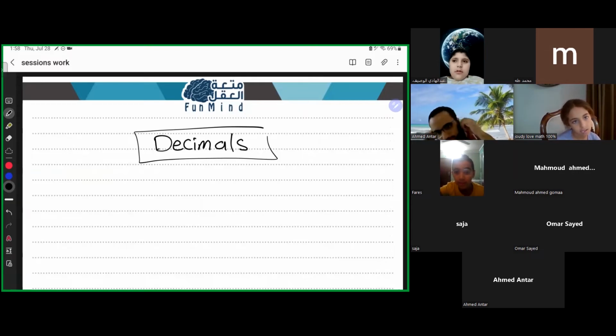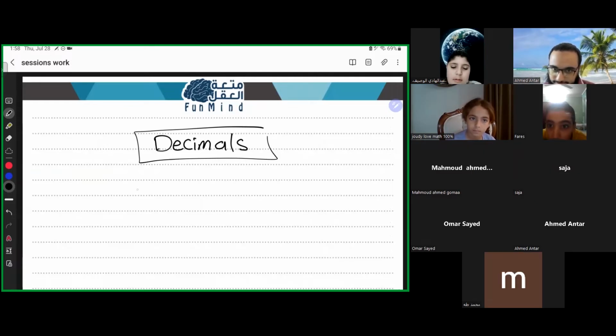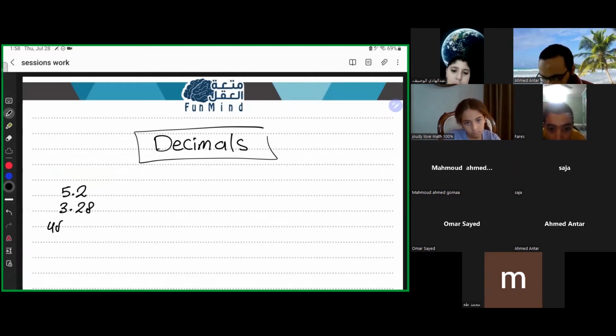Yes, you can write it as 5.2 or 3.28 or 48.32, or 528.345, and so on, correct? Correct. These are examples of decimal numbers.